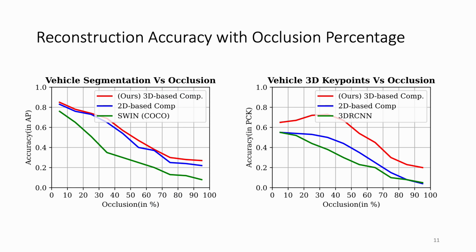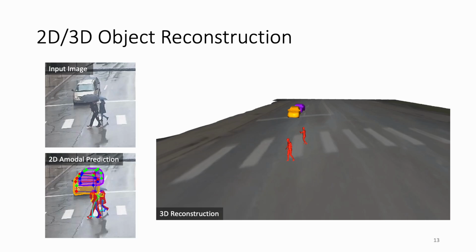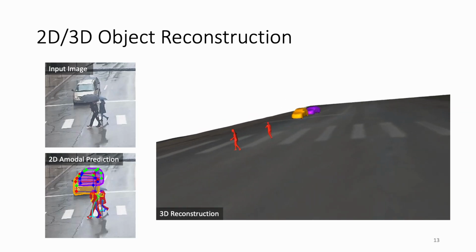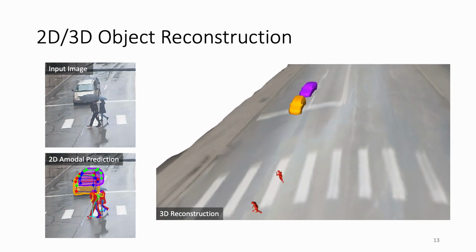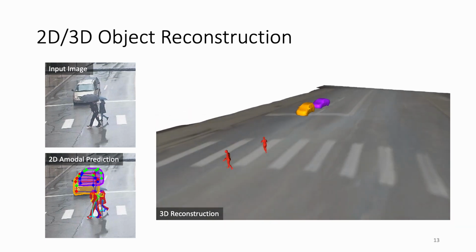We also observe that the accuracy of segmentation and 3D keypoint estimation is much more robust with increasing occlusion percentage when they are trained using our 3D-based compositing data, showing significant improvement over 2D-based compositing or COCO dataset. Next, we show some qualitative results of the object reconstruction method that is trained on our 3D-based clip art dataset. Back to the image in the first slide, by training with our clip art data, we can observe accurate localization of key points and 3D poses of people and vehicles, especially the vehicle in the back.